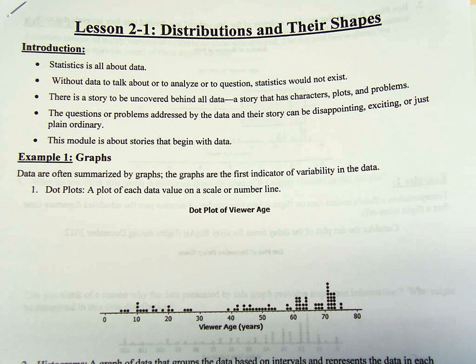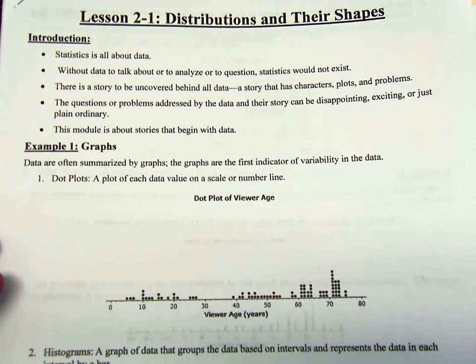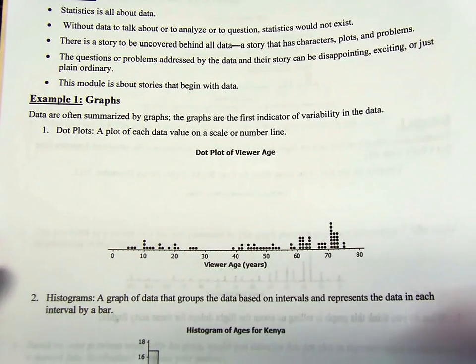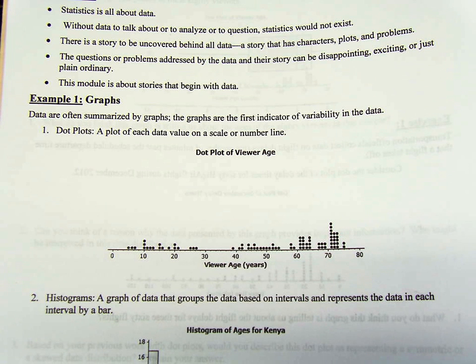So to begin with data, today we're going to talk about the different types of graphs that we have. So, the first example is all about the graphs. Looking at this, data are often summarized by graphs. The graphs are the first indicator of variability in the data, or variance in the data.